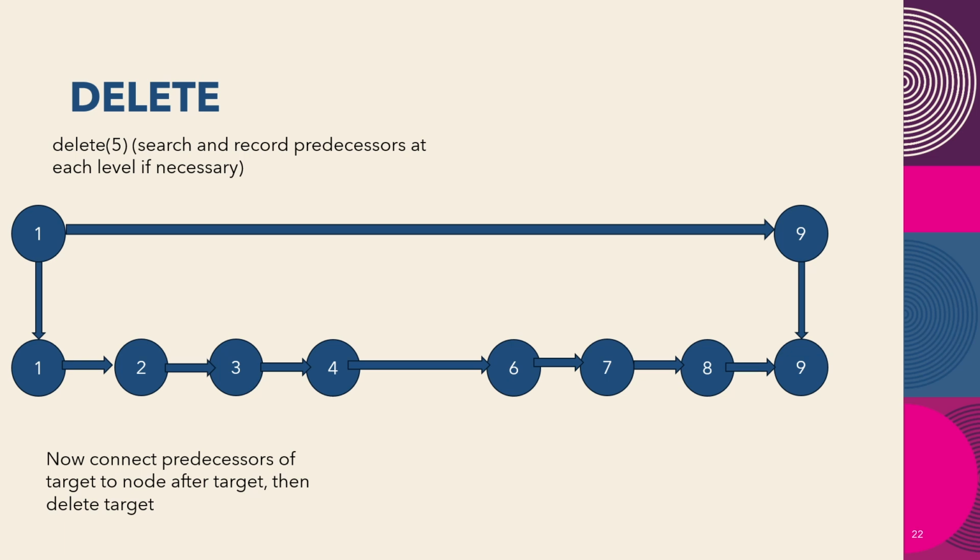So now we found the predecessor for each level of our skip list. On level 1, that predecessor was that first 1. And on level 0, that predecessor was 4. So now we're just simply going to connect the next pointer of the predecessor to the node after that target. And then we're just going to delete the target.